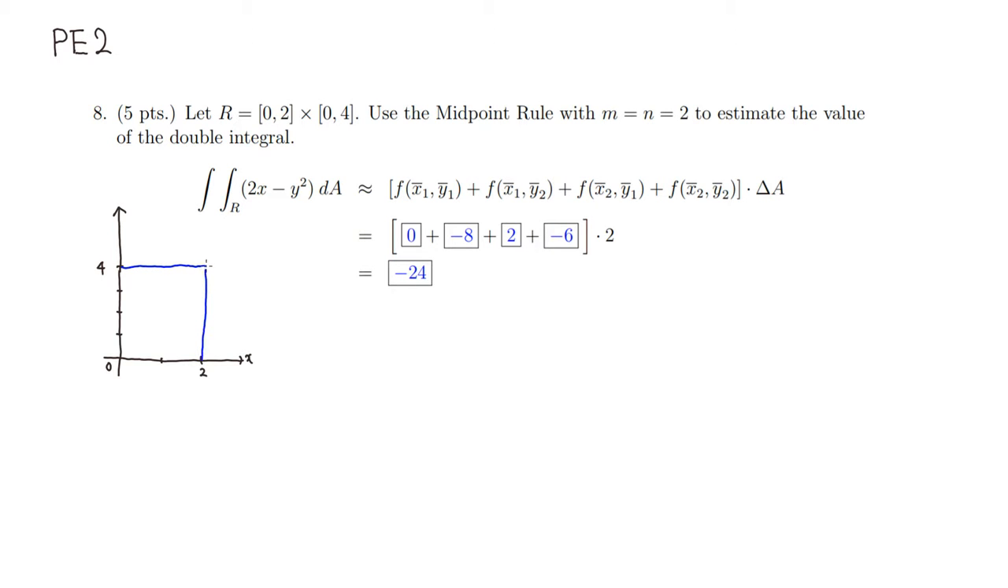What we want to do is split into m equals 2, so x is split from 0 to 2, in half, and the same thing for y. So that would be 1 here and 2 there. We're looking at the midpoint, so it's going to be right in the middle. You look at this region here, this is the midpoint, and that's going to be the midpoint, and that's the midpoint, and that's the midpoint.